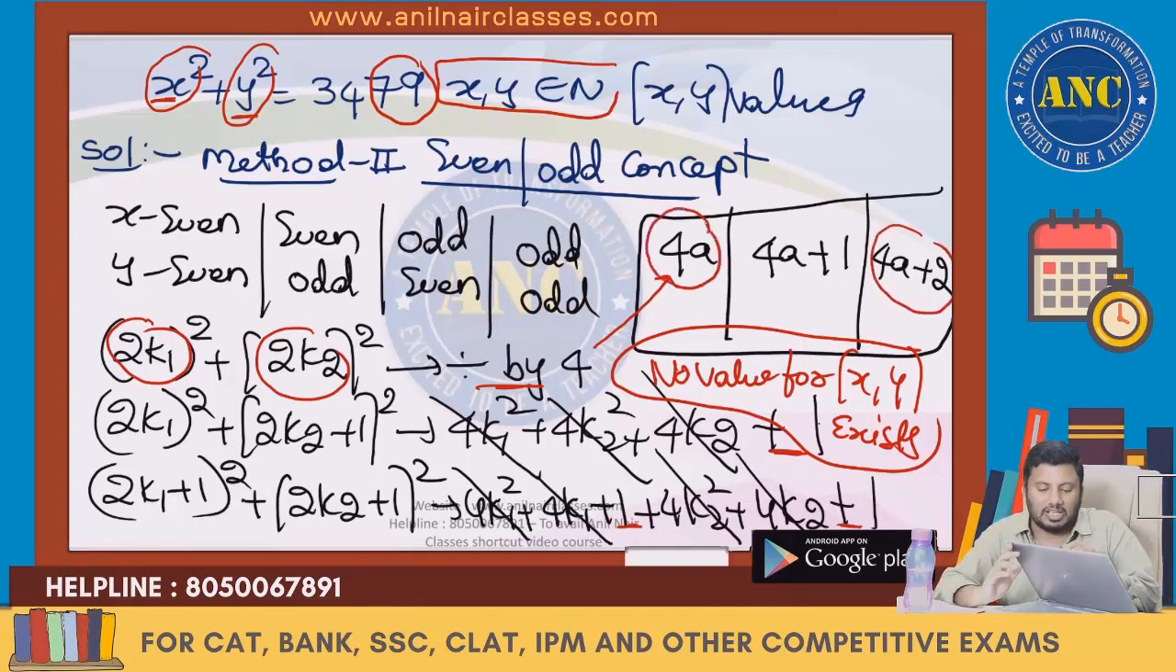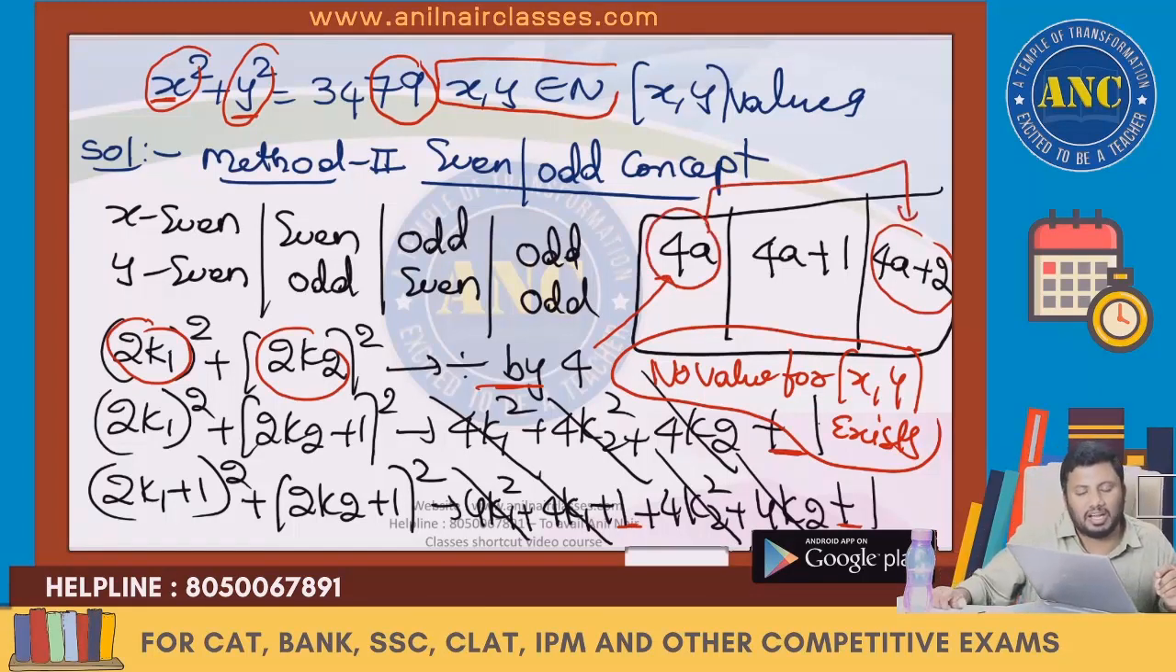So it ranges from the lowest number, which is when x and y are even, that is 4a, to the worst case when x and y are odd. I hope it is clear, right?